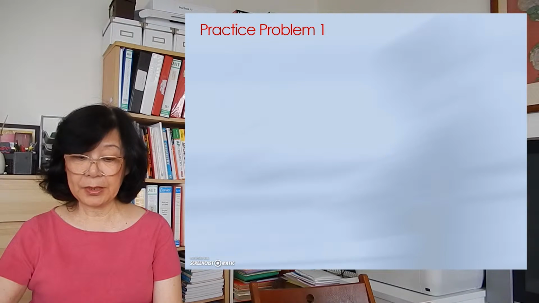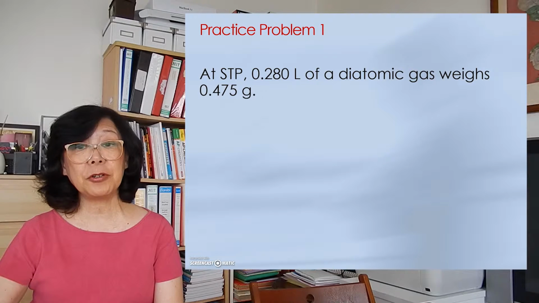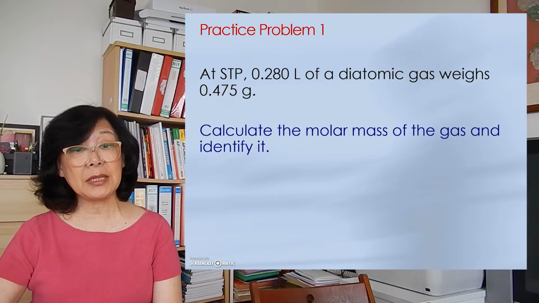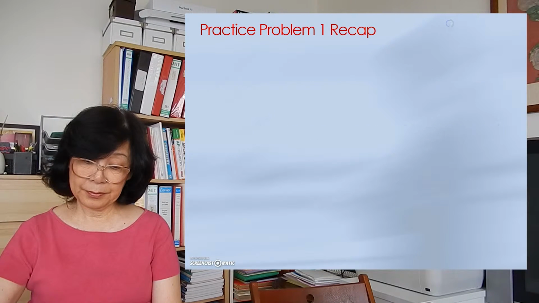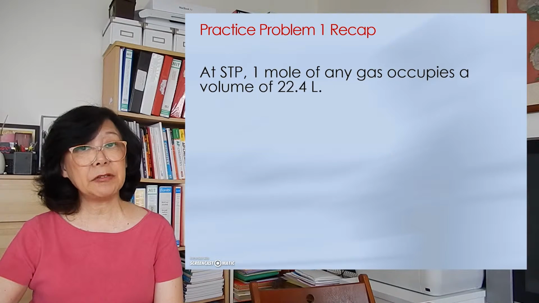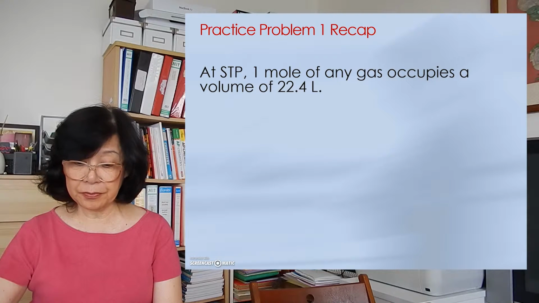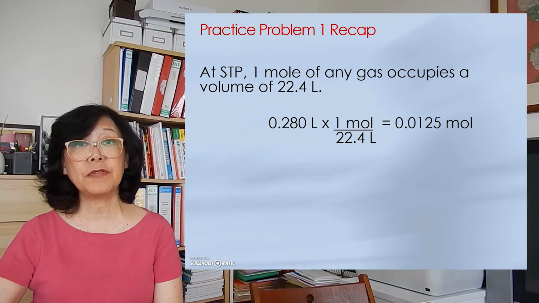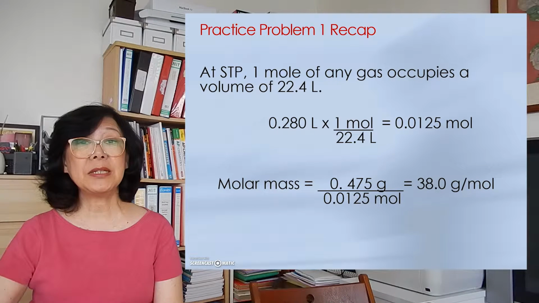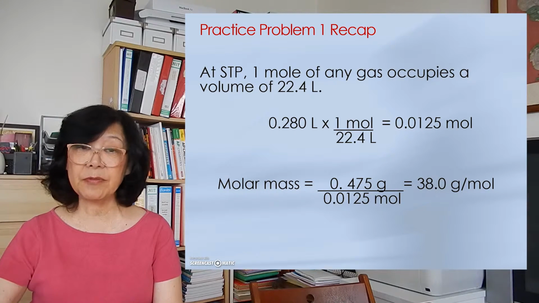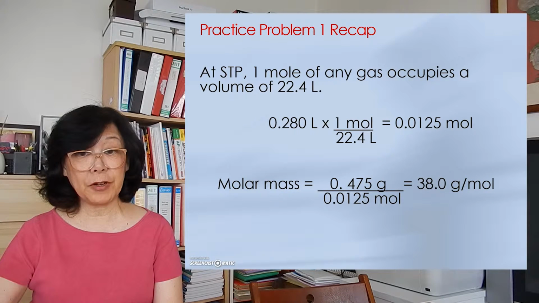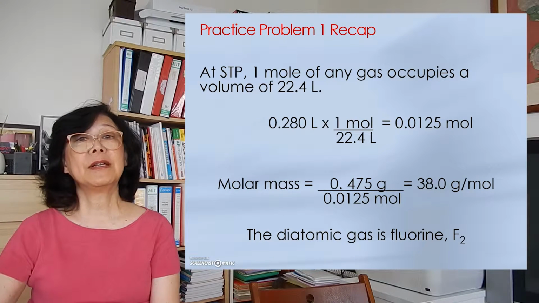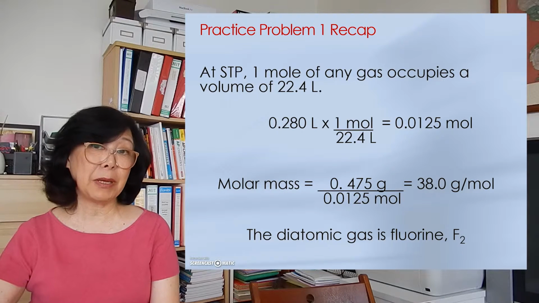Practice problem number 1. At standard temperature and pressure, 0.280 liter of a diatomic gas weighs 0.475 grams. Calculate the molar mass of the gas and identify it. As we know, 1 mole of an ideal gas occupies a volume of 22.4 liters. We can then convert this 0.280 liter to 0.0125 moles. As molar mass is defined as mass over mole, we can take the 0.475 grams divided by 0.0125 mole, and we have a molar mass of 38 grams per mole. And that will fit with fluorine gas from the periodic table being a diatomic molecule.